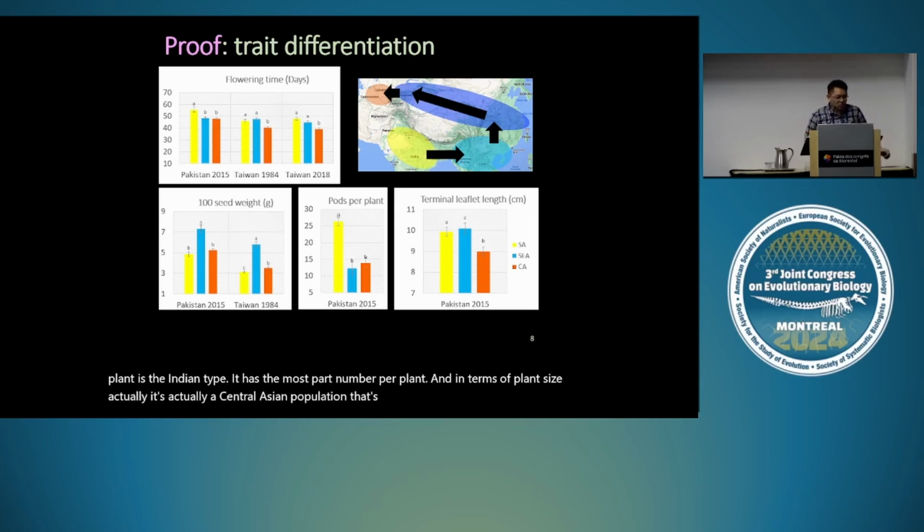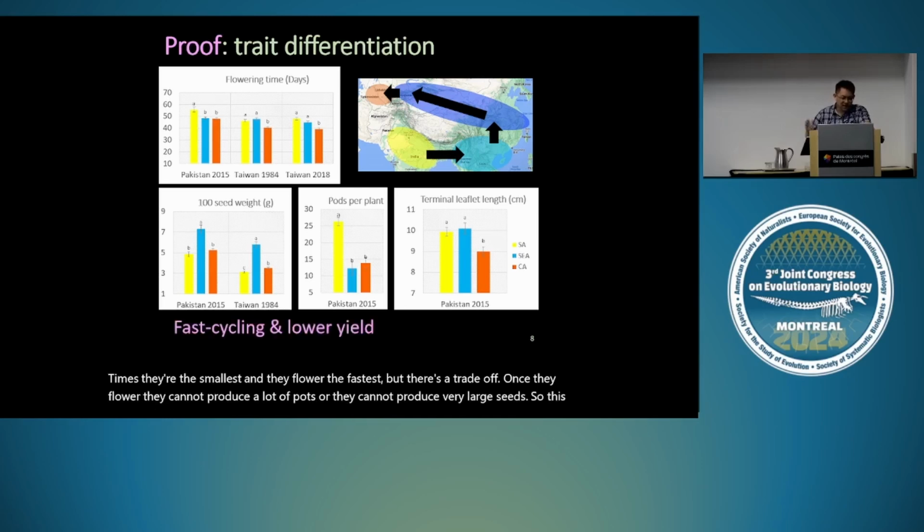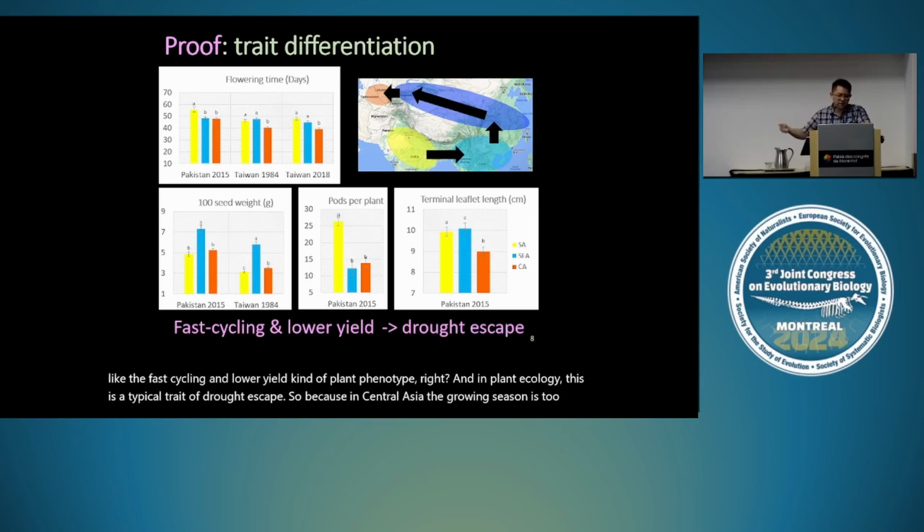Right, so what does this all mean? If we combine this, it is saying that the Central Asian genotypes are smallest, and they flower the fastest. But there's a trade-off. Once they flower, they cannot produce a lot of pods, or very large seeds. So this is a typical fast-cycling, lower-yield plant phenotype, right? And in plant ecology, this is a typical trait of drought escape. Because in Central Asia the growing season is too dry, they need to grow very fast and flower very fast. But the trade-off is that the yield is low, right?